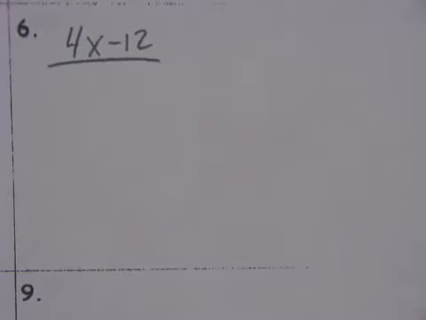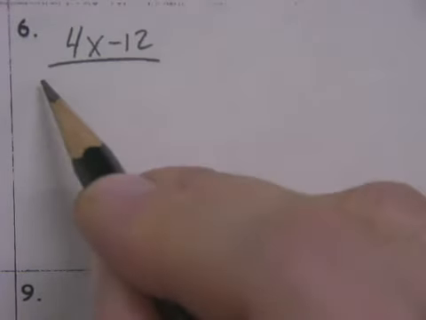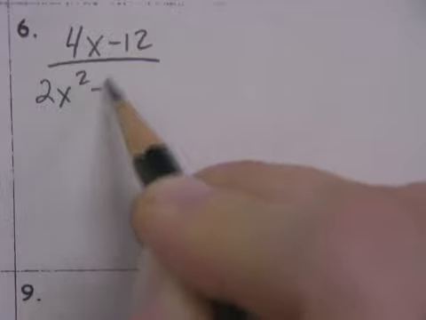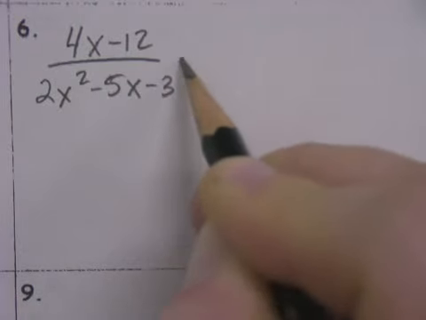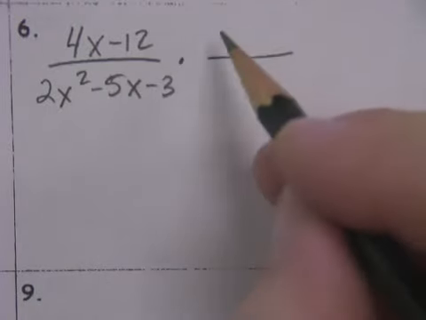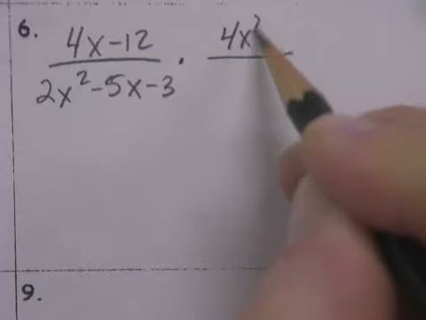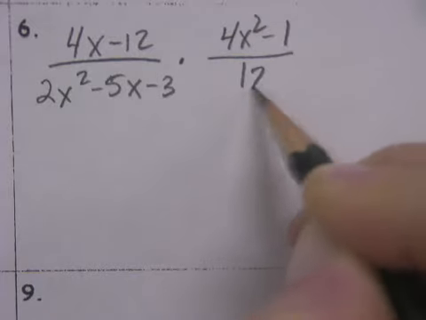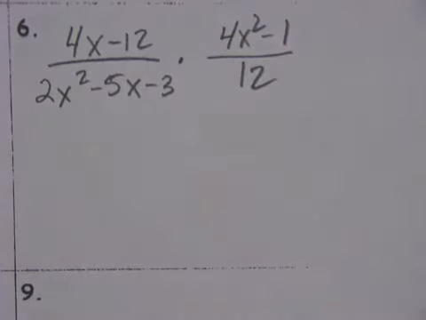So we're going to do 4x minus 12 over 2x squared minus 5x minus 3. I'm just rewriting the problem right now. All right, I'll give you a moment to rewrite it, and then we'll do this one together.